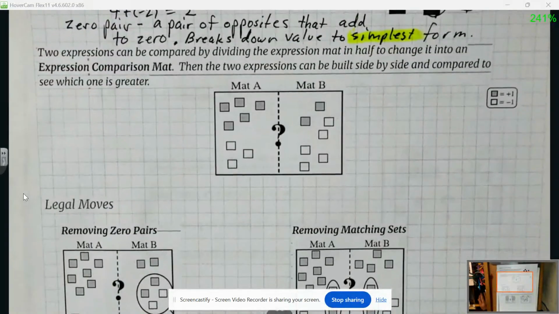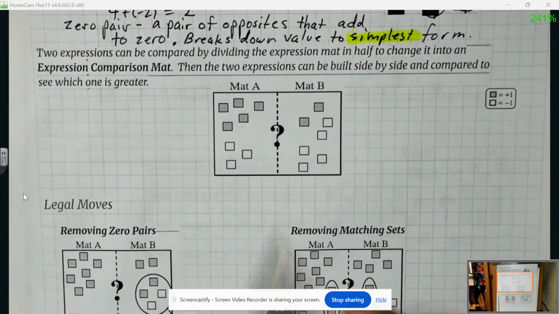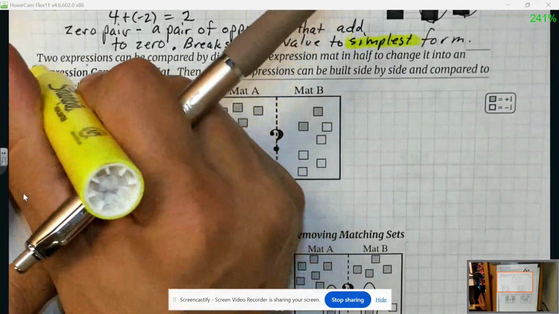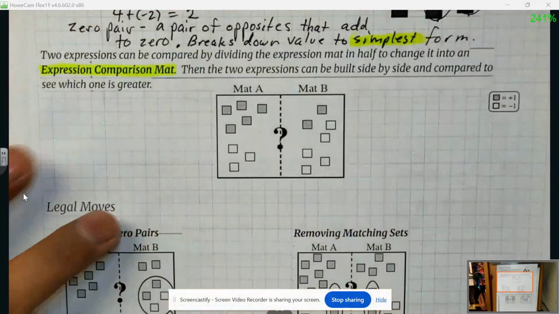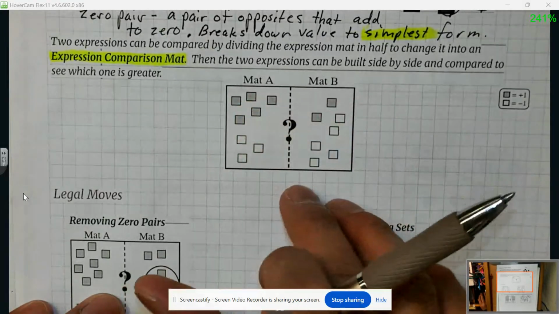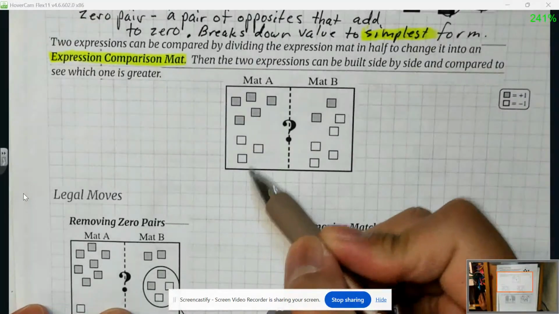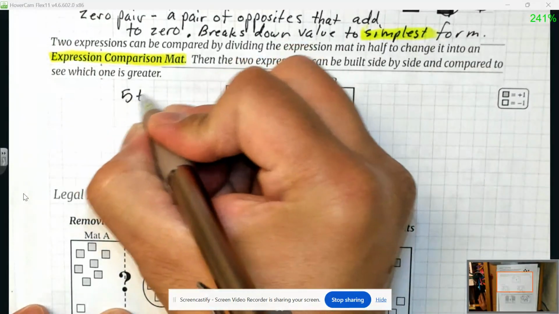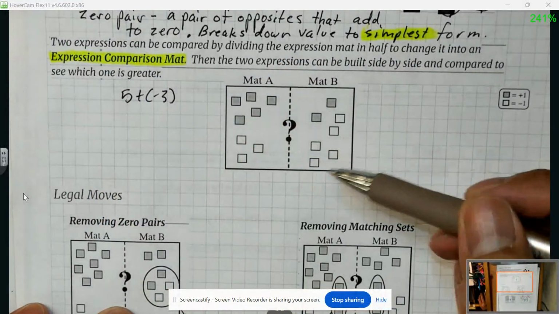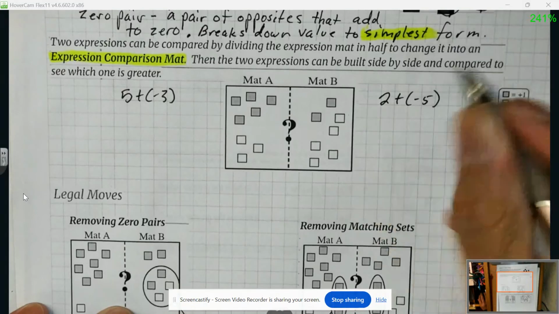So if we look at this first expression mat, you have mat A and mat B. This is called an expression mat, or comparison mat. And we're trying to find out which one is greater. So first thing we need to do is look at the values of the different types of tiles. Mat A, you have 5 positives and 3 negatives, so that would give you 5 plus negative 3. Mat B, 2 positives and 5 negatives, would give you 2 plus negative 5.